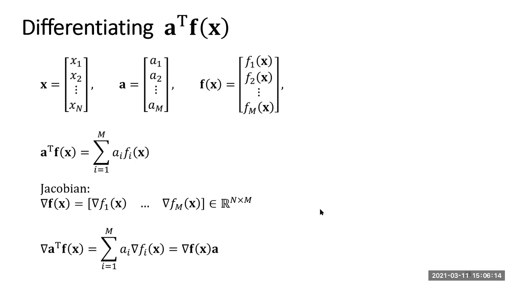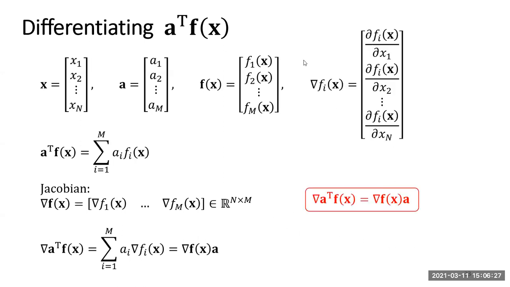Am I clear? Yes. Okay. So this is an important expression for later. Del A transpose f of x is del f of x, the Jacobian, times A. We'll need this later, maybe in the next lecture.